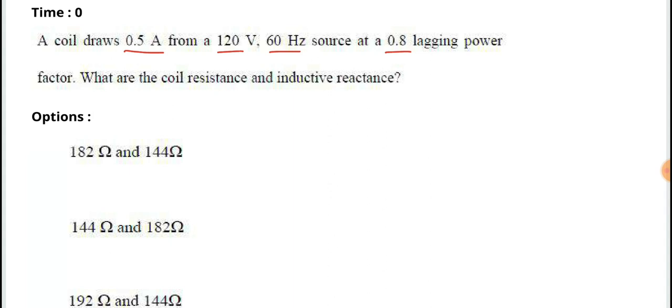So first, by using simple formulas we can calculate the value of these two here. So what are the formulas? The first formula is resistance R is nothing but total impedance into cos theta, and reactance X is equal to Z into sin theta. You should remember these points.